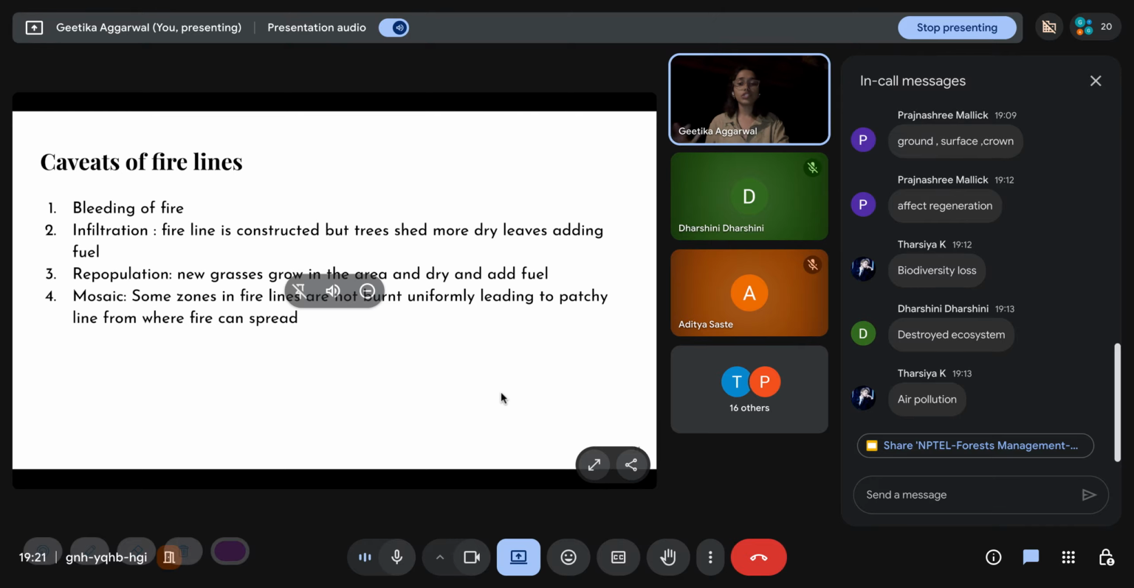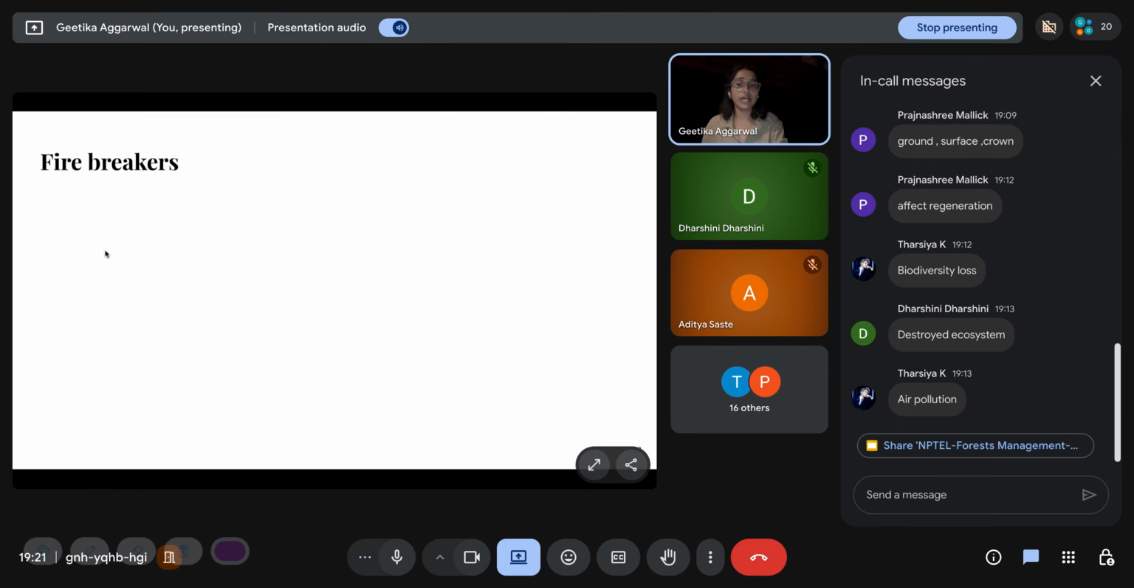Or because of mosaic reasons, basically you were making a fire line but certain zones got left out. So people were making the fire line, but certain areas got left out. It became a patchy fire line, and it's not entirely uniformly burnt and it's not contiguous. That can lead to a patchy fire line, and fire can spread through these patches of combustible material between the two forest zones between which you were building the fire line. So these are certain caveats, or problems, with constructing forest fire lines.